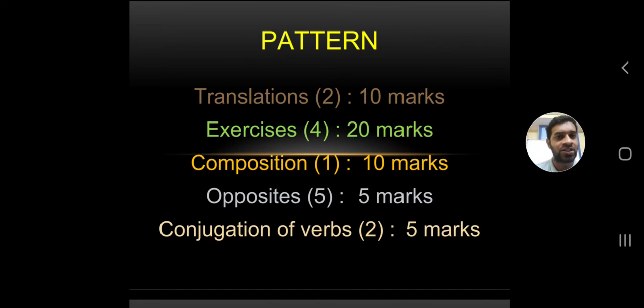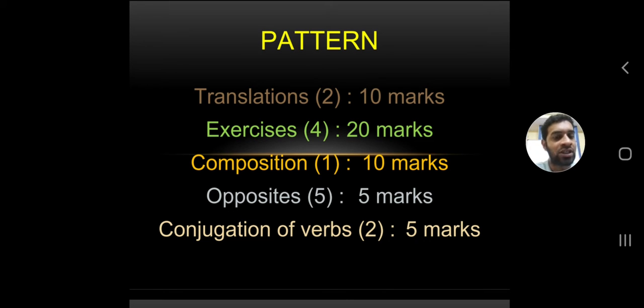For the translations, you'll have 2 dialogues in French which have to be translated to English. Then you'll have 4 exercises, the book back exercises from lesson 1 and lesson 2. It'll be for 20 marks, 5 marks each. And 1 composition out of 2, so it's actually "Présentez-vous" or "Présentez votre famille". Any one will be asked. And opposites, you'll have 5, and you have to answer 5.